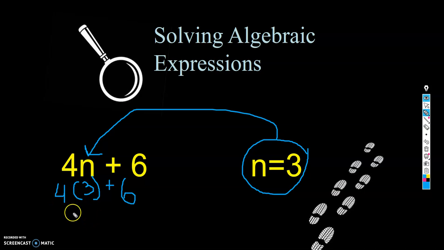We'll follow our order of operations to solve this. 4 times 3 is 12, plus 6, and hopefully you said that it's 18.